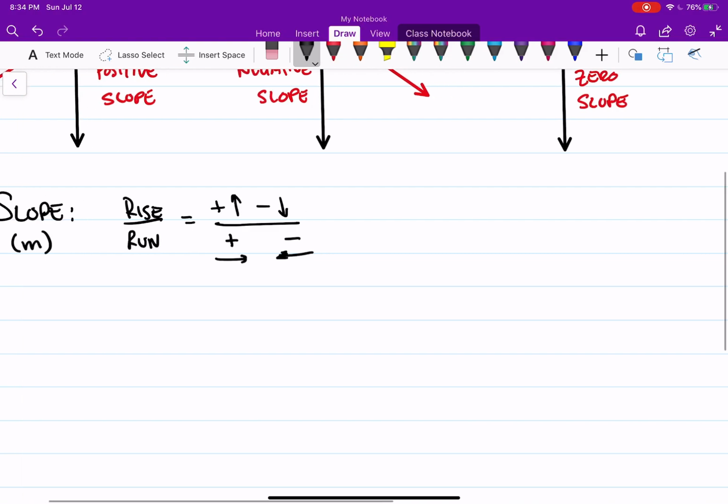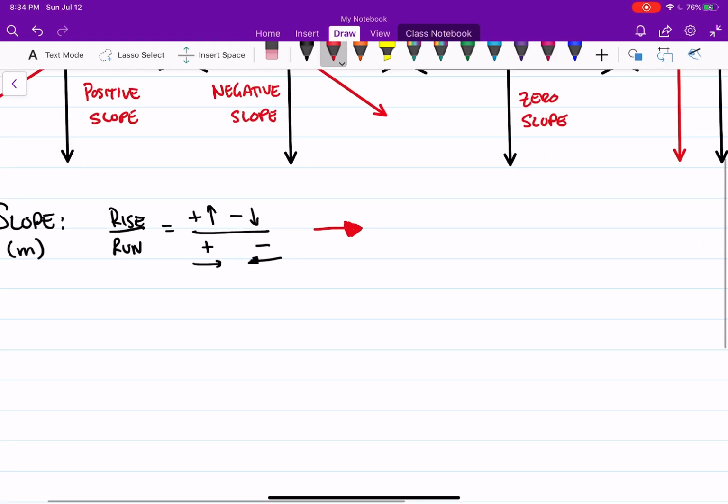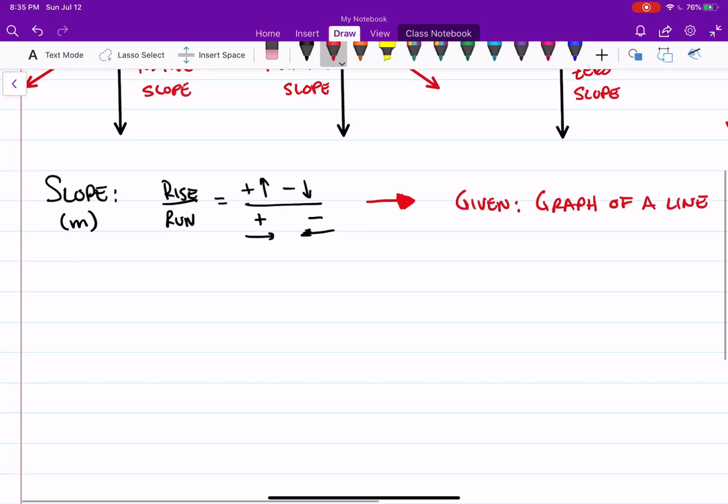All right. This is used in two different scenarios. One is if I had to find the slope with a given graph, right? If the line was already on the graph and I had to figure out the slope, I would pick 2 points and I would just count. So if I was given a graph of a line, I would use rise over run to figure out if that line was positive or negative.